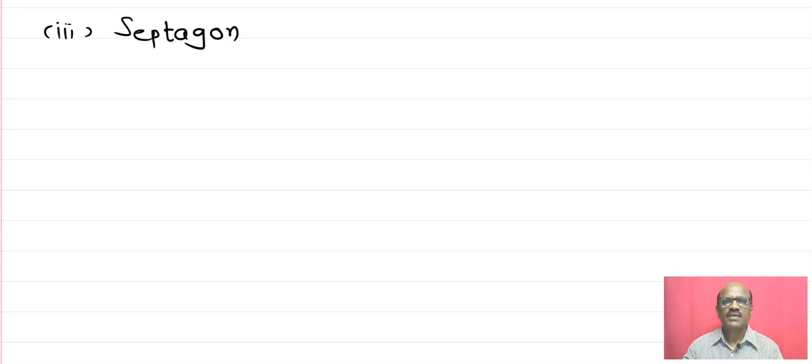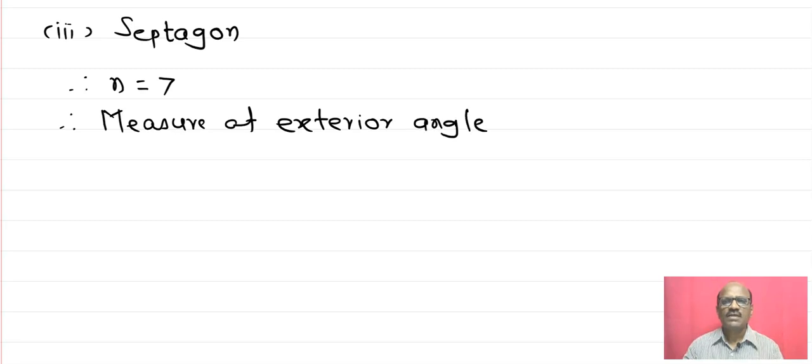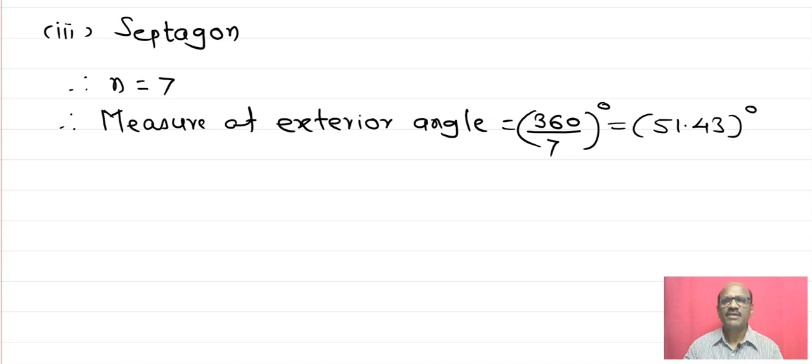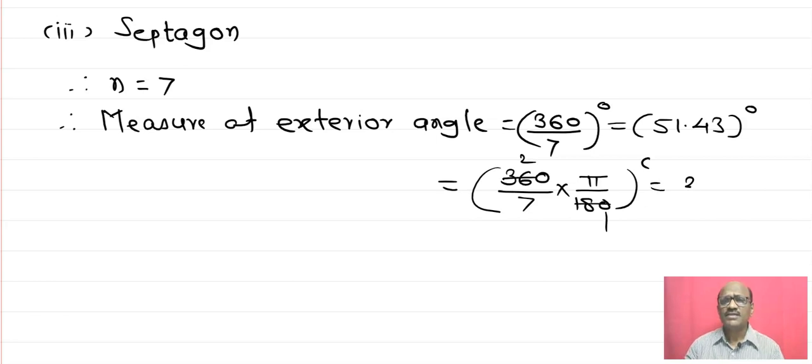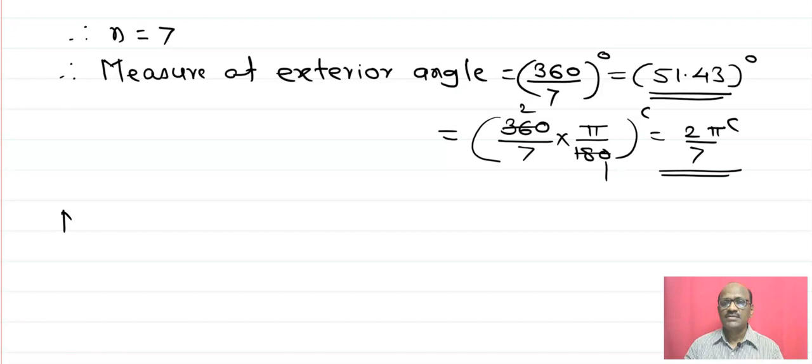Now next is the heptagon, where n is equal to 7 here. The measure of the exterior angle is 360 upon 7, in the form of a fraction, and I have taken it up to 2 decimals. If we divide it, then you will get 51.43 degree. Converting to radian, that is 360 upon 7 into pi upon 180, that is 2 pi by 7 radian.